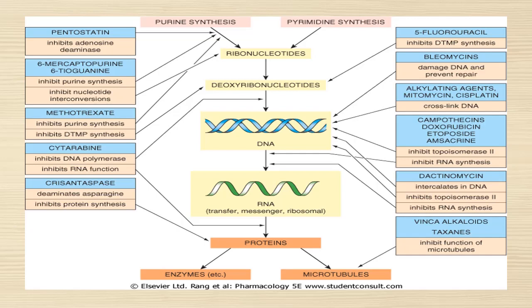So this diagram explains the mechanism where the anti-cancer drugs act. See, most of the anti-cancer drugs act mainly during the DNA synthesis of the cell cycle. That is the synthetic phase, the S phase. Alkylating agents, antimetabolites, or cytotoxic antibiotics act in the synthetic phase. So the synthetic phase here comprises the synthesis of purine and pyrimidine getting converted to ribonucleotides, deoxyribonucleotides, DNA to RNA, RNA to proteins, proteins getting converted to enzymes and microtubules.